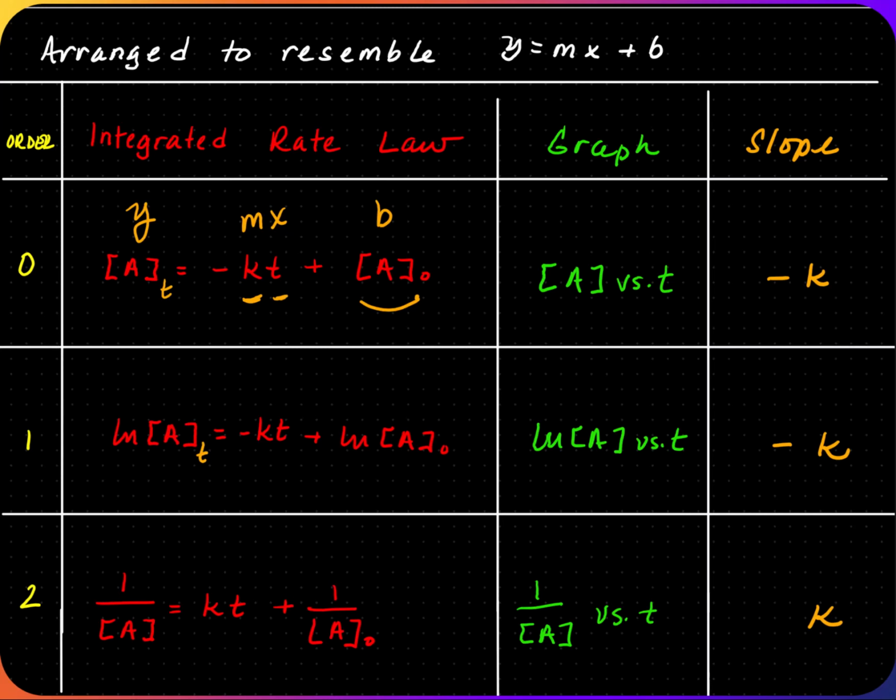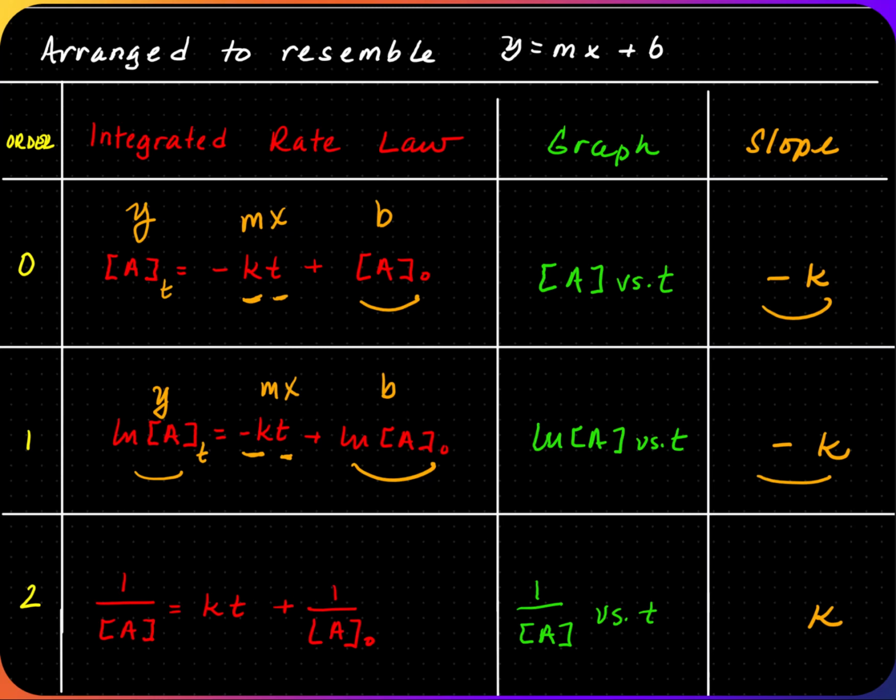Ln A at some time t is your y, minus kt is your mx, and ln initial concentration is your b. So here is your y-intercept. My t is my horizontal axis, x. So negative k is my slope, and my ln A at some time t is my y. This is why my slope is negative for the zero and the first order.